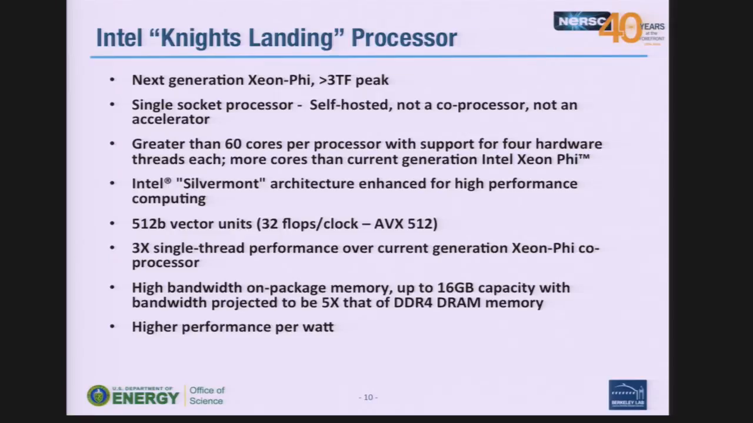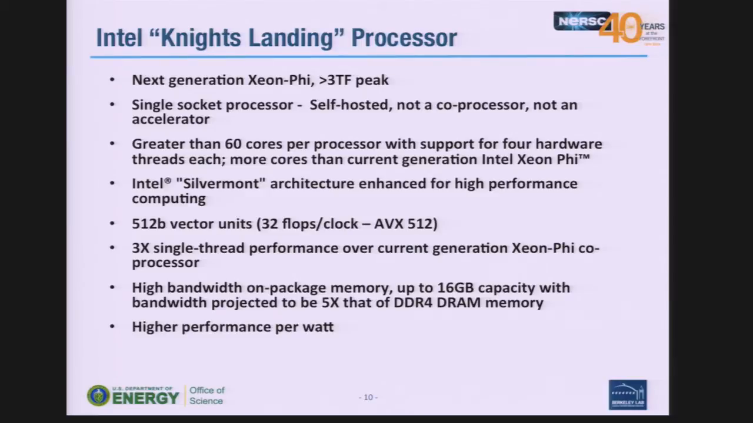It's a self-hosted processor. Okay, it's not an accelerator. And I think this is something that is going to be very good for users, is that you already have a lot to worry about with finding more threading, parallelism, and data parallelism that you don't have to worry about offloading to a coprocessor. There's greater than 60 cores per processor. There's 4 hardware threads each. That's where we got 240. It's greater than that, actually, so we don't know the exact yield that will come out of this processor.